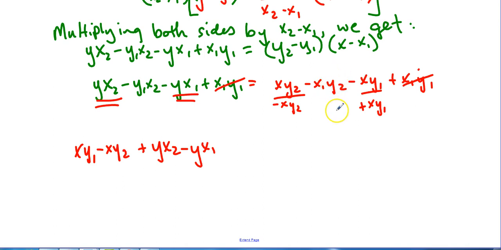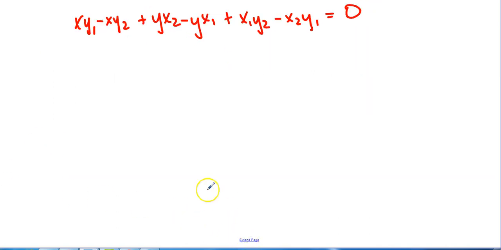A couple terms that are left over. I've got this guy right here, minus x1 y2. And if I add that to the other side, I'll get a plus x1 y2. And then over here is the last one, and that's minus x2 y1. So I just kind of rearranged things. And this is all equal to 0 because I kicked everything over to that side. So we're almost to where we need to be. So let's check this out.